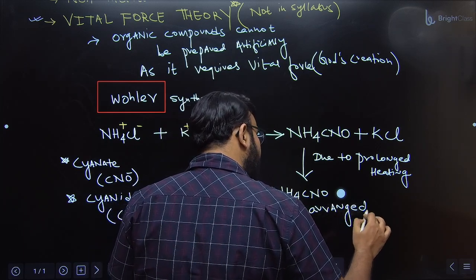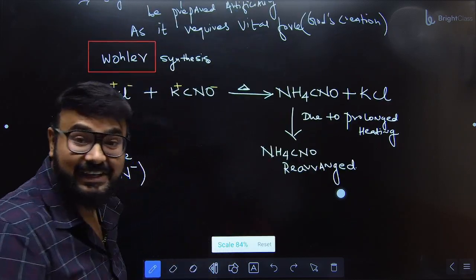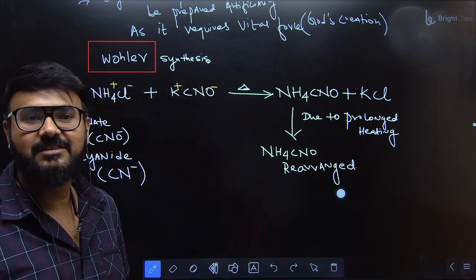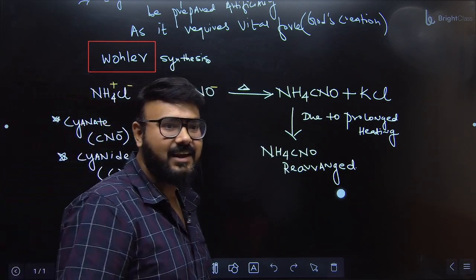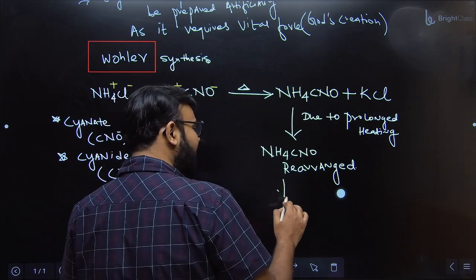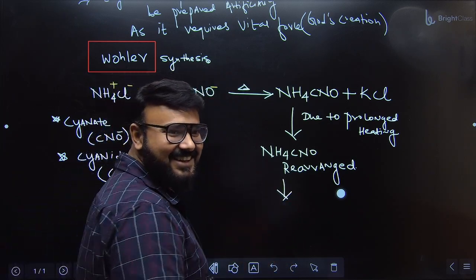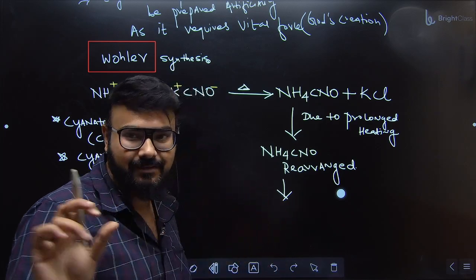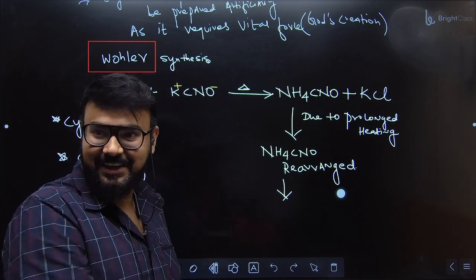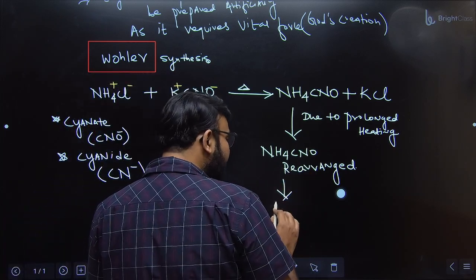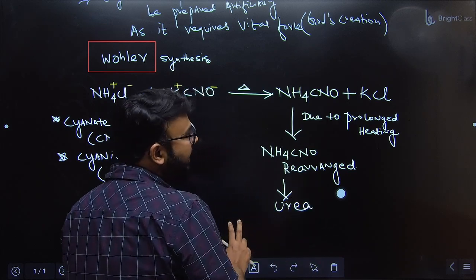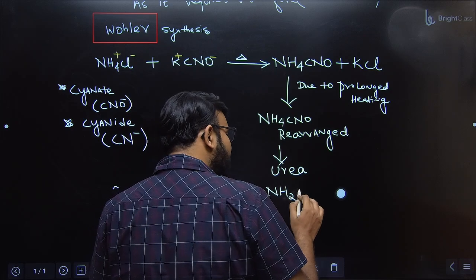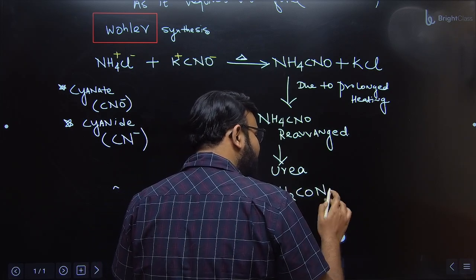You know what it rearranged into? How do you people know this? It's there in NCERT. Then it's in the syllabus. It's given in NCERT, that means in the syllabus. So they just wrote urea as the first organic compound, right? So now you know everything. It formed urea, guys. Now, how did urea come? What's the formula of urea? Let me show you. Urea is like this: NH2, CO, NH2.